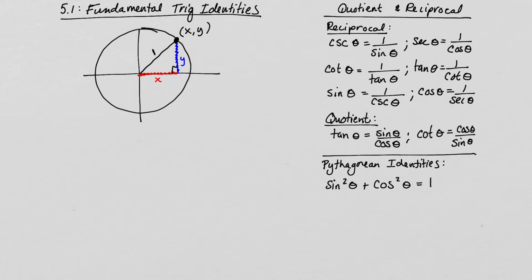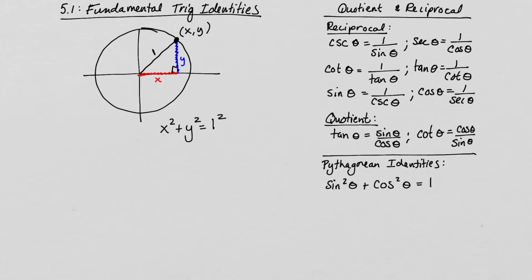So the reason it's called the Pythagorean identity is because it really comes from the Pythagorean theorem that says a squared plus b squared equals c squared. Or in our case, in terms of this triangle I have here, it's saying that x squared plus y squared equals 1 squared, right? So in our case, x squared plus y squared equals 1 squared.